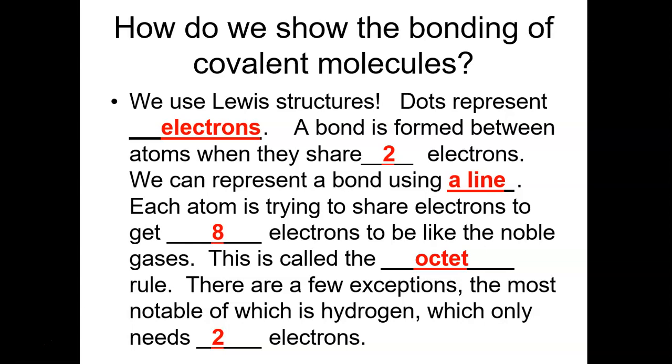There are a few exceptions. The one you're going to use the most is hydrogen, and hydrogen only needs to have access to 2 electrons. The reason for this is that the nearest noble gas to hydrogen is helium, which only has 2, and that's because the first energy level only has an s orbital. Another exception you should be familiar with is boron, which can have access to 8 electrons but is satisfied with only 6.